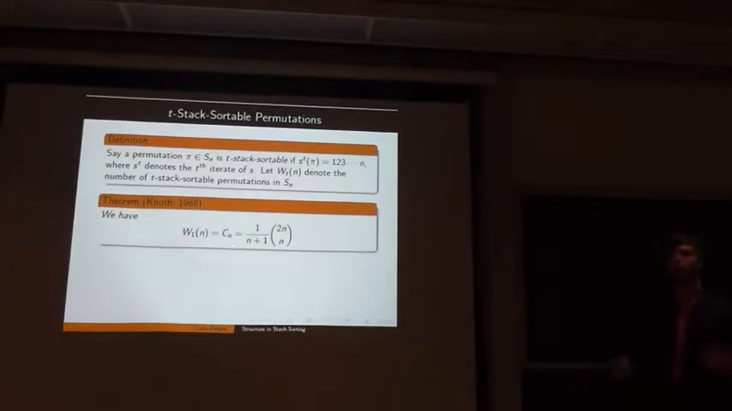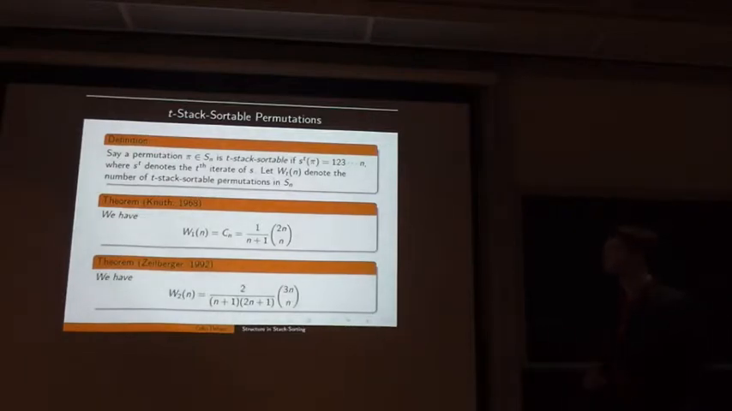Now, as I mentioned before, Julian West studied this stack sorting map in depth in his thesis, and he gave a characterization for two-stack sortable permutations. And he also gave a conjecture for the number of two-stack sortable permutations of length n, and this was proven a couple years later by Zeilberger.